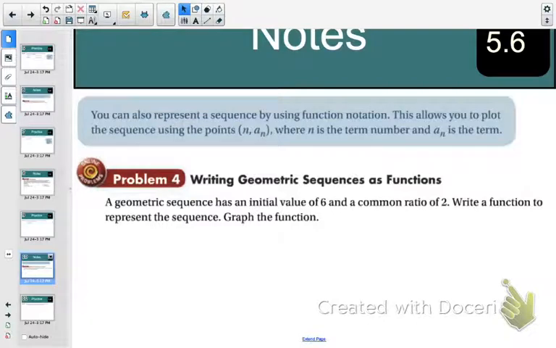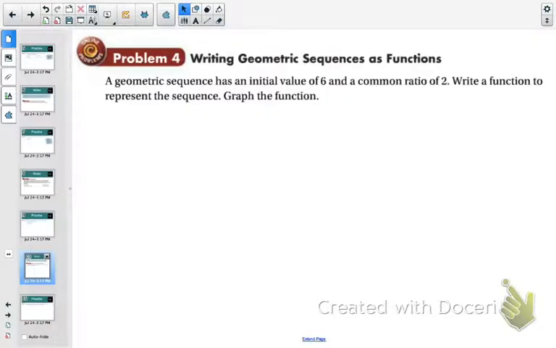All right, last thing here. It says you can plot the sequence using the points n, comma, an. N is going to be the term, and then an is the term value, so like what is the first term, or second term, or third term. So if we look at this one, it says a geometric sequence has an initial value of 6 and a common ratio of 2. Write a function to represent the sequence, then graph the function.